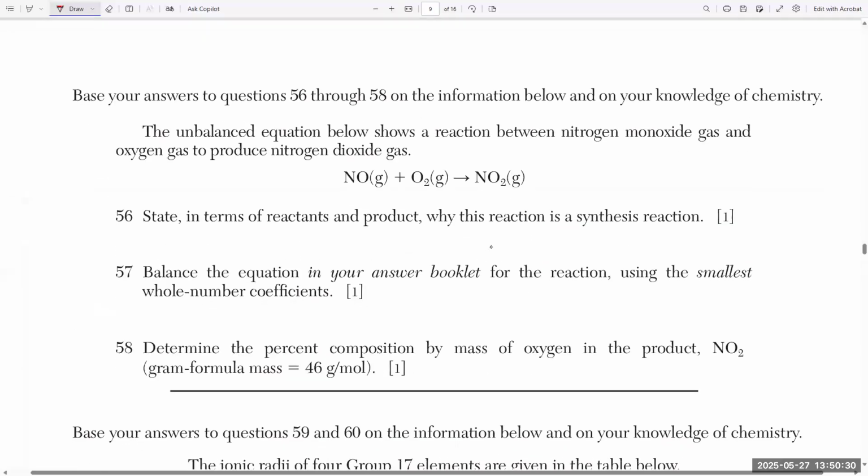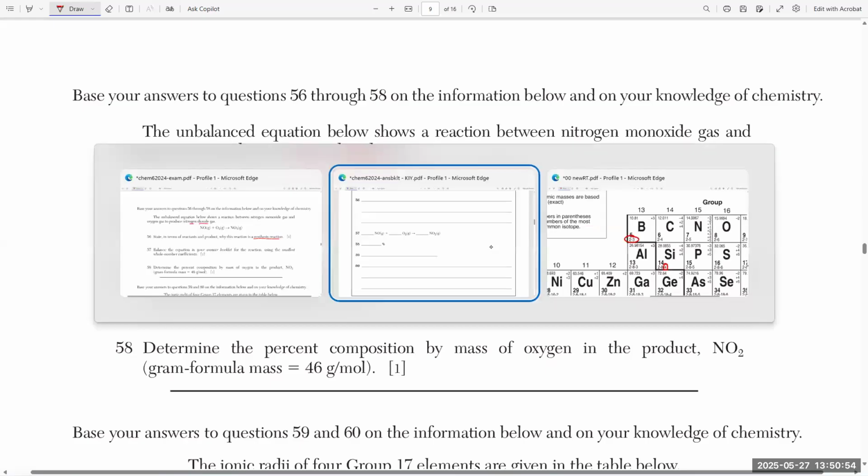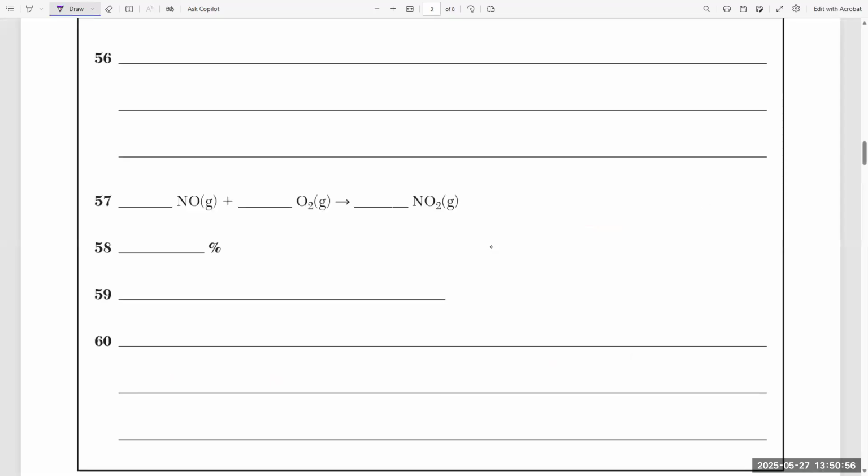56. The unbalanced equation below shows a reaction between nitrogen monoxide gas and oxygen to produce nitrogen dioxide gas. State in terms of reactants and product why this reaction is a synthesis reaction. Well, what do we know about synthesis? By definition, synthesis means what? You start with two simpler things, and then you create one more complex thing. So that's literally what we're going to write, right?